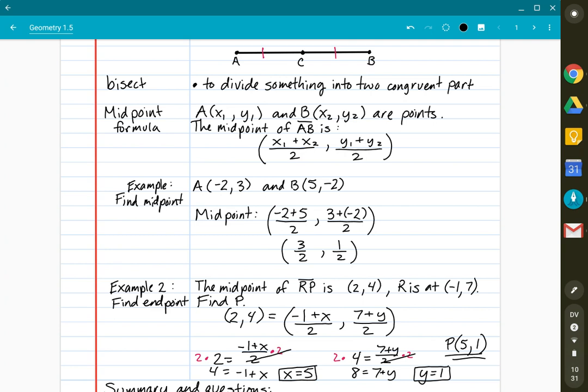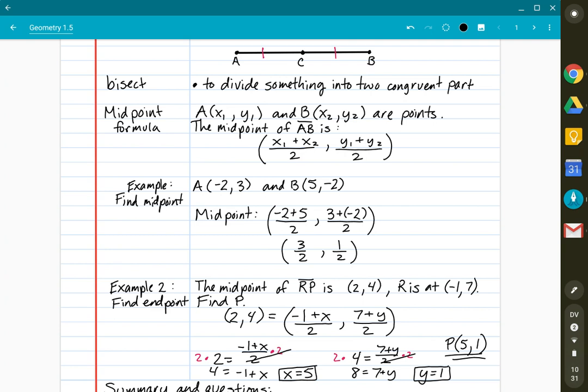We do the same thing with the y values. I'm adding 3 and -2, and when I'm adding a negative, it's kind of the same thing as just subtracting. So 3 minus 2 would give me 1. This is one that would have been really hard to see on a graph. It's hard to find 3/2, 1/2 as the exact midpoint. So this is an example of why having a formula is very useful.